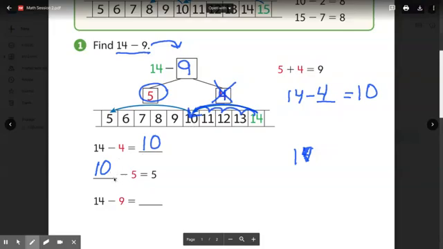And I hope you all remember 10 minus 5 equals 5, because 5 and 5 is a double. 10 minus 5 equals 5. 1, 2, 3, 4, 5. Did we do it? Outstanding.